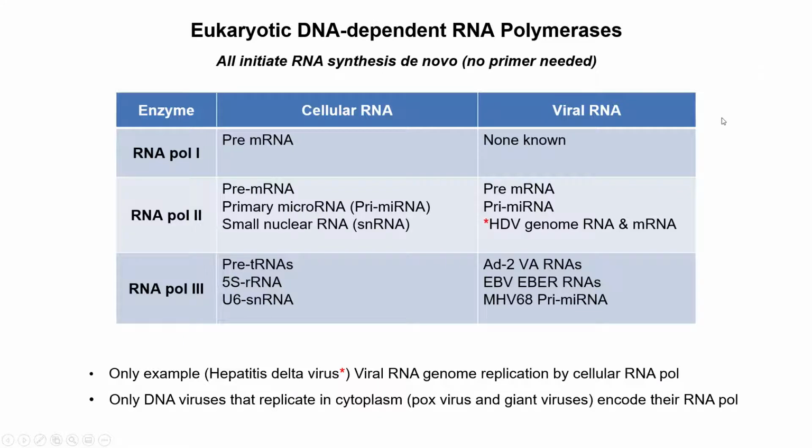They can all synthesize de novo, no primer needed. RNA pol 1, we are not going to talk about that, not a known function. RNA pol 2 is the most important one, and see what it does: it makes the pre-mRNA. Remember that all the pre-mRNAs are made with introns and exons in the eukaryotic cell. The introns are spliced out, the exons are joined, and that becomes the mature mRNA. So pre-mRNA is basically the making of the mRNA in the nucleus.